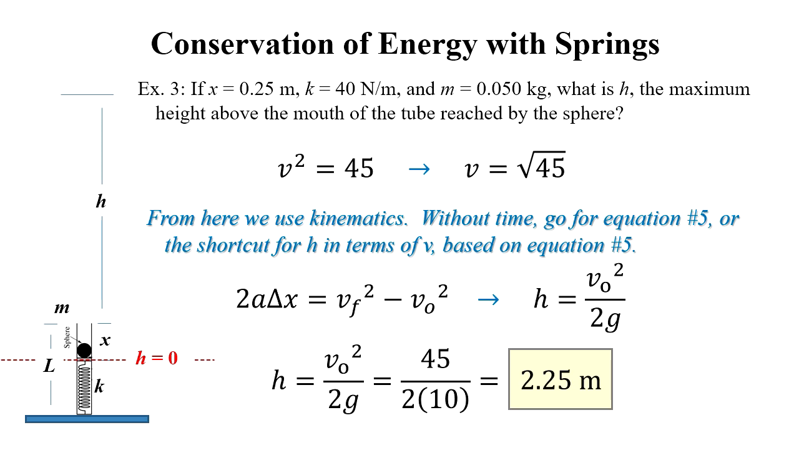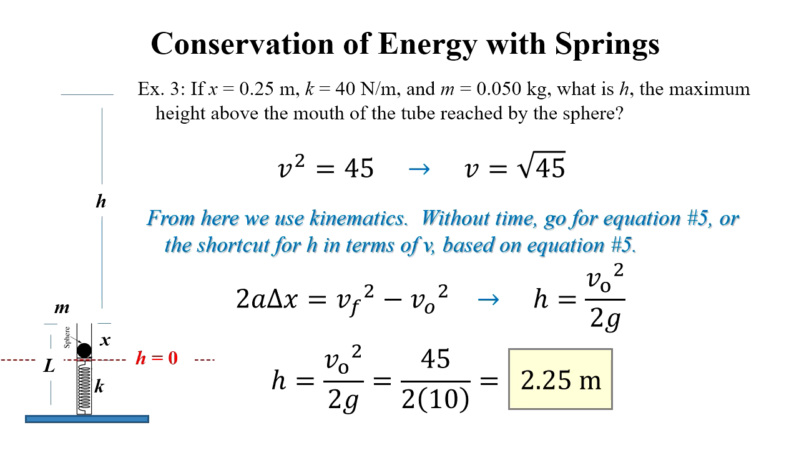A long time ago in Unit 1, we worked out shortcuts for these kind of things, and the relationship between the height gained based on the initial velocity in the vertical direction is the height is that initial velocity squared over 2g. Pop in the numbers, and we get that the height gained by this thing above the mouth of the tube is 2.25 meters. Problem solved.